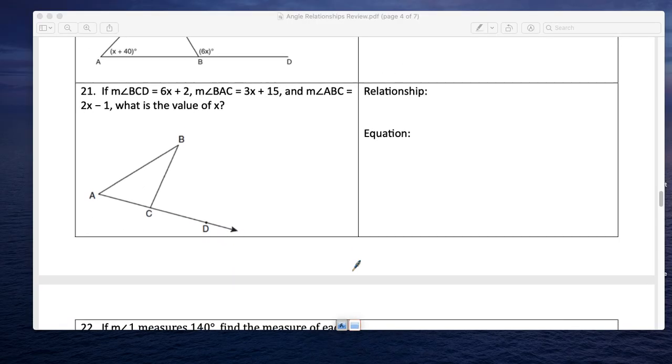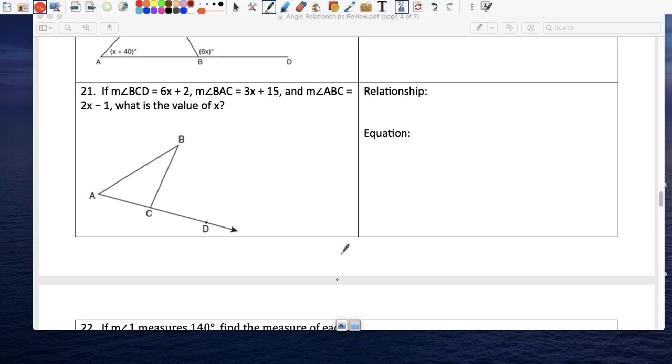Another exterior angle theorem problem. This one's different because it's actually making you read, figure out which angle is which. So angle BCD is this guy, and they're saying that this exterior angle measures 6x plus 2. Angle BAC, which is this guy here, put an arrow, measures 3x plus 15. And angle ABC, which is this guy here, measures 2x plus 1 minus 1.